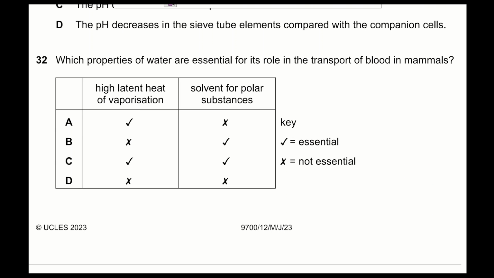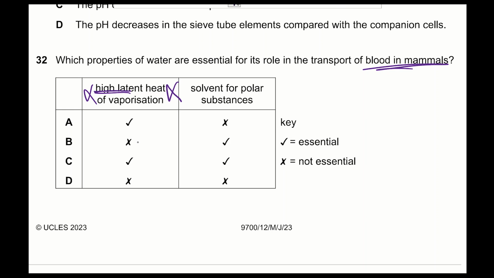Question number 32. Which properties of water are essential for its role in the transport of blood in mammals? So here we have high latent heat of vaporization and solvent for polar molecules. So latent heat of vaporization, the definition of it is the energy it takes to evaporate a substance. So here, as a role in the transport of blood, we do not need evaporation. It would be correct if it was a high specific heat capacity, because specific heat capacity is the energy it takes to increase the temperature of a substance by 1 degree. So if this were high, this helps maintain a constant temperature inside the body. However, high latent heat of vaporization is incorrect, because here we're not dealing with blood evaporating. Therefore, this is totally incorrect.